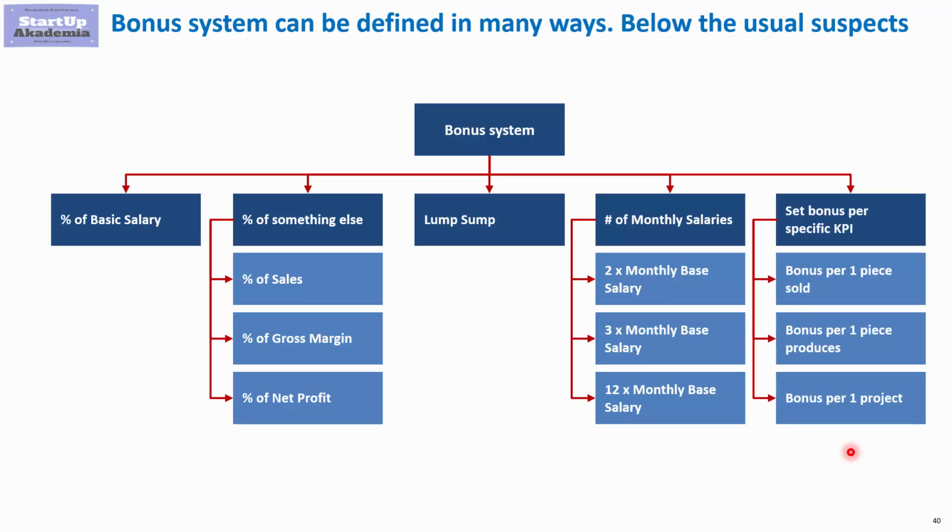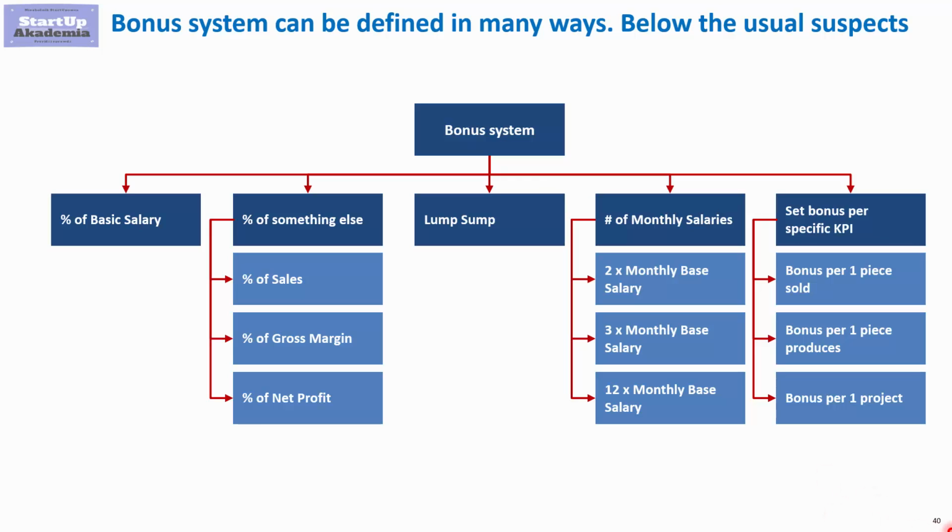These are very popular outside sales, especially in production or for remote workers. And we simply give a bonus per, for example, 1 piece sold or 1 piece produced. If you're giving a bonus to a project manager, it can also be per project delivered. So these are the basic methods you use to calculate the bonus.